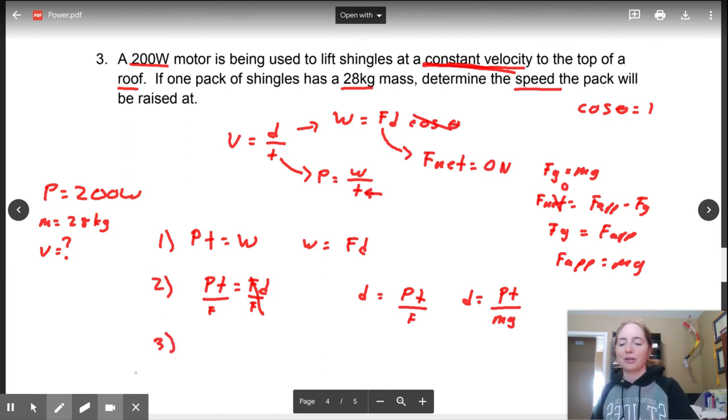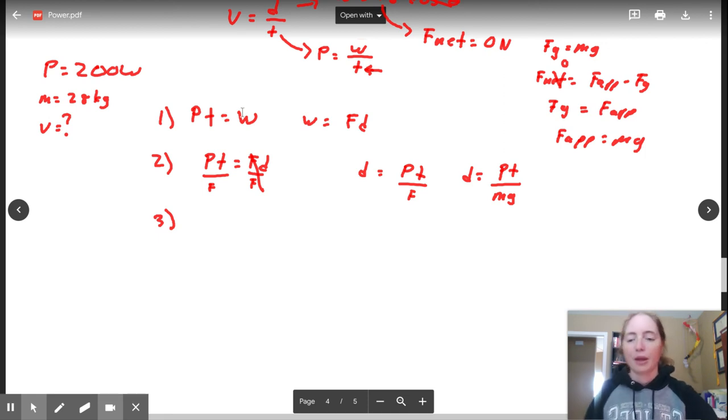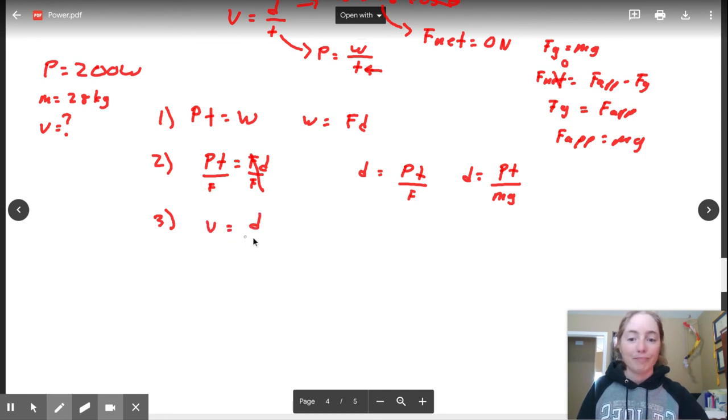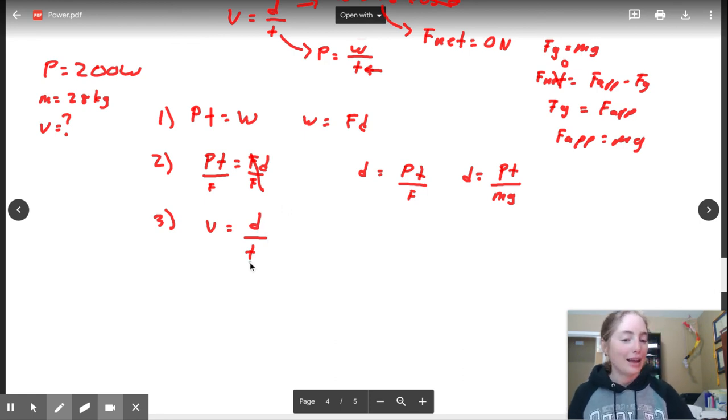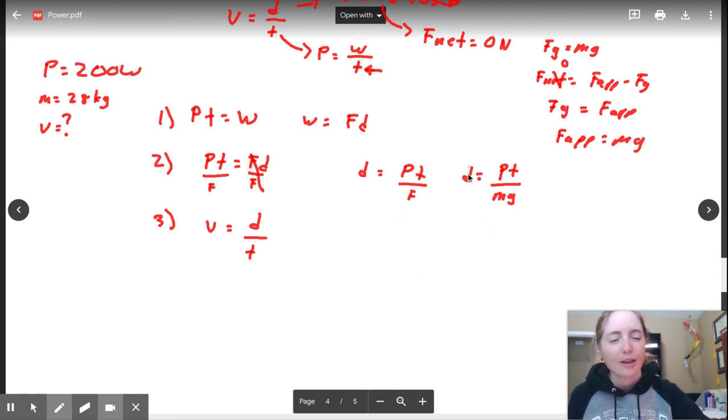Now I'm going to scroll down because I'm running out of space here. There we go. Okay, so what I need to do now is substitute again. So v is equal to distance over time. Notice that my distance here is equal to power times time divided by mg. Well, I've got power, I've got m, I've got g. Oh, excuse me, time. We don't have time, so we can't plug that in just yet. But we have to put this in here now. Take this, replace that distance, because we don't have time. So distance is equal to this.